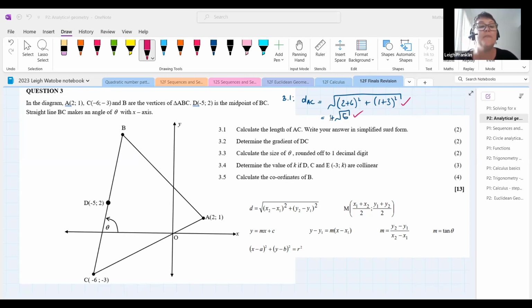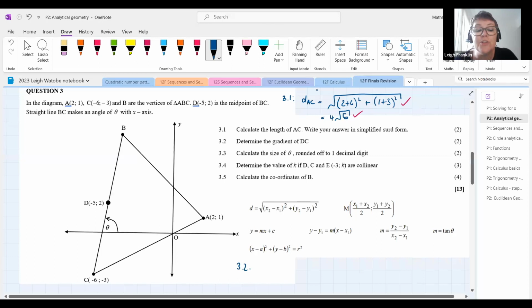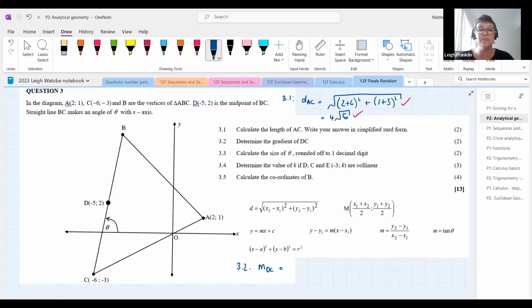Good. And then calculating the... That's all right, Randy. Welcome. We're just busy going through 3.1, 3.2, and 3.3. Everybody has just tried these questions on their own, and we're just sharing some answers. The gradient of DC. So remember, I told you before, put in the name of the line that you're calculating the gradient or the distance of. It just makes your life easier if you have to use that information later on. And it also tells whoever's marking your work that you are doing the right thing.